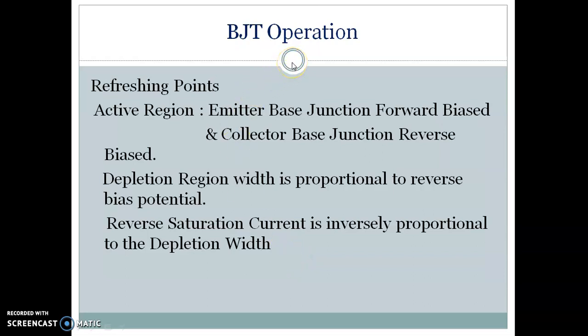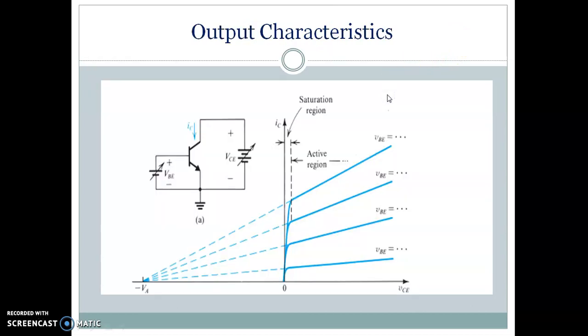Before seeing what the Early effect is, we will keep these points in mind. The transistor is said to be operated in the active region when the emitter base junction is forward biased and the collector base junction is reverse biased. The more you reverse bias, the more the depletion region grows, and it grows more on the lightly doped area compared to the highly doped area. And the reverse saturation current is inversely proportional to the depletion width. We will keep these three points in mind because we are going to see what the Early effect is.